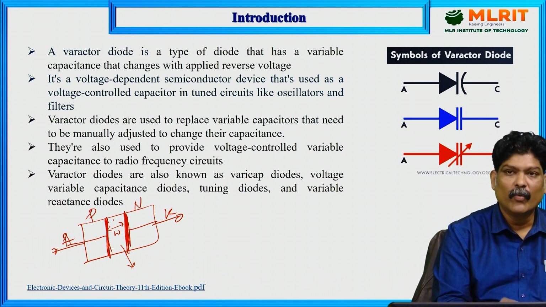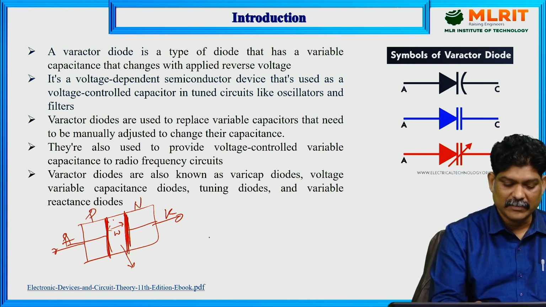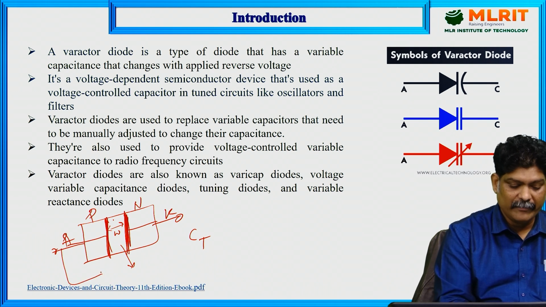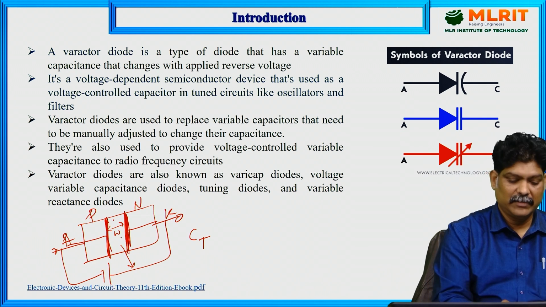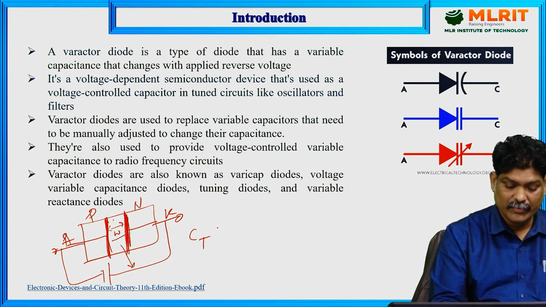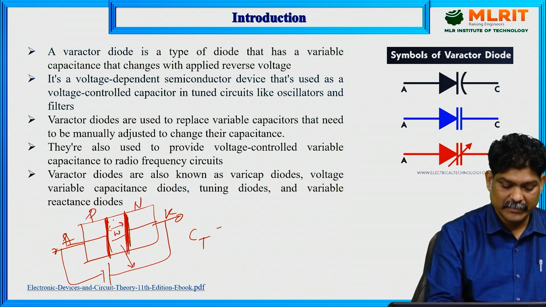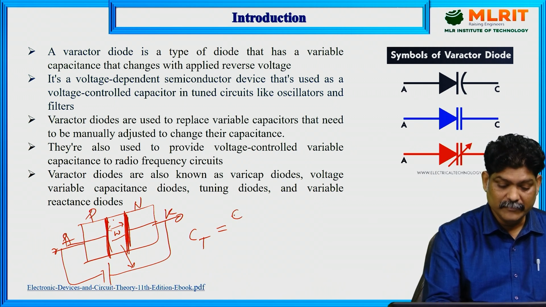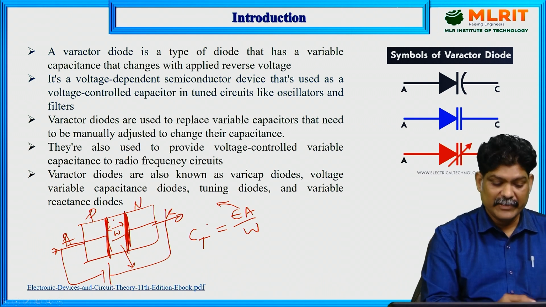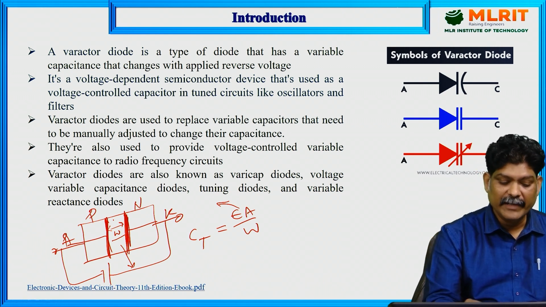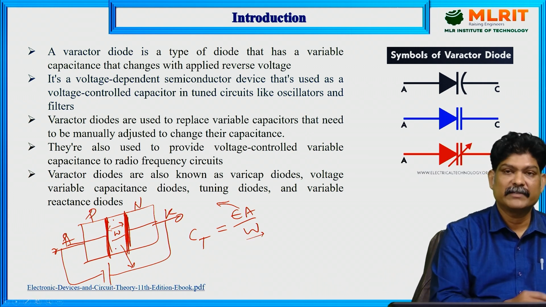By changing the width, the capacitance also changes. If the width increases, the capacitance decreases. Because if you apply reverse bias voltage, obviously by increasing the reverse bias voltage, the width of the depletion region increases. The capacitance offered by the PN diode in reverse bias condition is given by CT, the transition capacitance, which is given by epsilon A by W. Epsilon is the permittivity of the free space between two plates, A is the area of the plate, and W is the width between the two plates, or depletion region width.